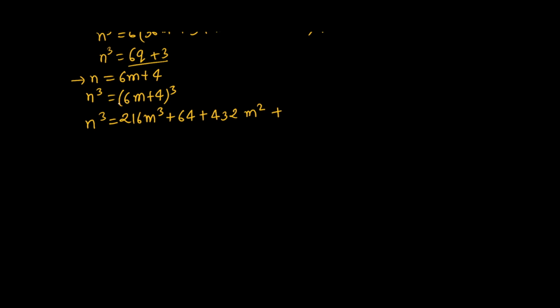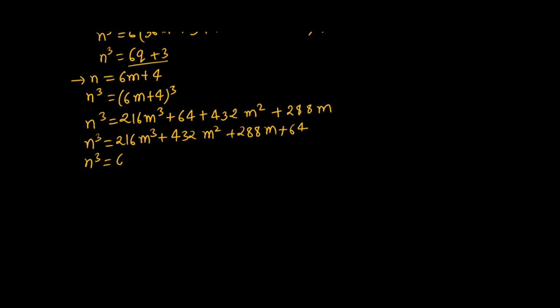plus 3ab square. So 3a is 18, 18 into 16. So 18 into 6 is 108, and 108 carry 10. So 18 into 1 is 18, and 10, 28 m. So we will make it in exponential form. So 216 m cube plus 432 m square plus 288 m plus 64.